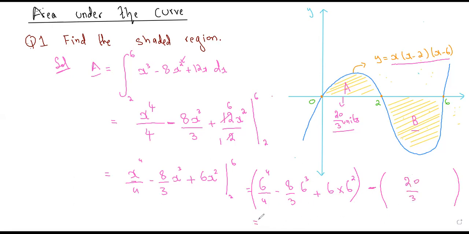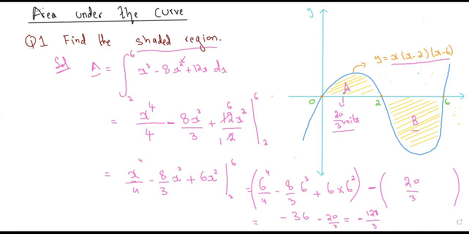Okay. So once we simplify the first term, this would give you minus 36 minus 20 by 3. So the answer would turn out to be minus 42 to whole 3. Okay. Now the answer is negative. So what are we supposed to do? Let me write this down as an improper fraction. This is minus 128 over 3.